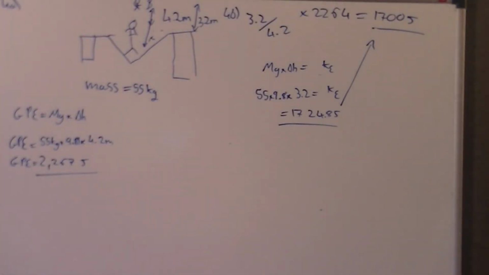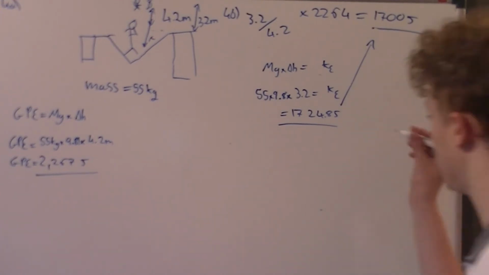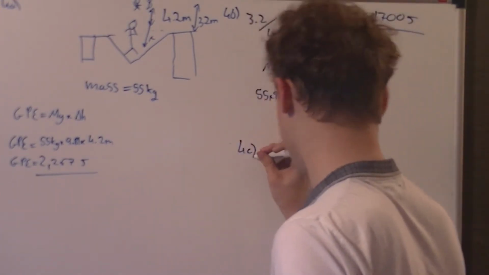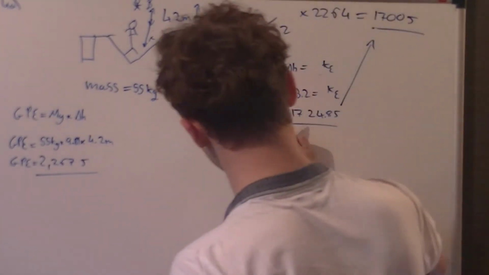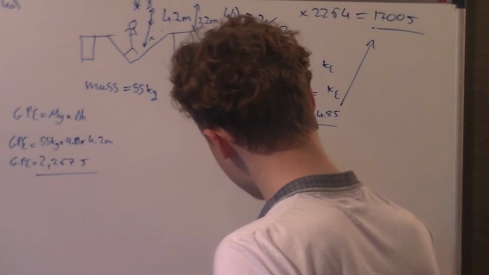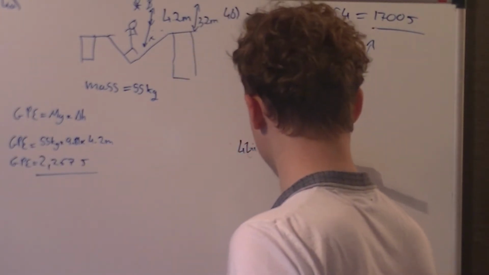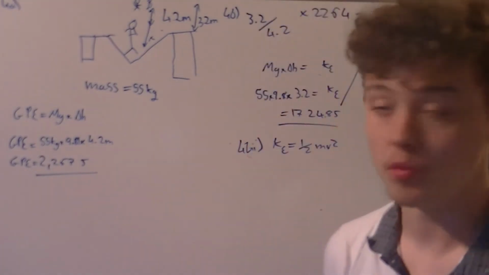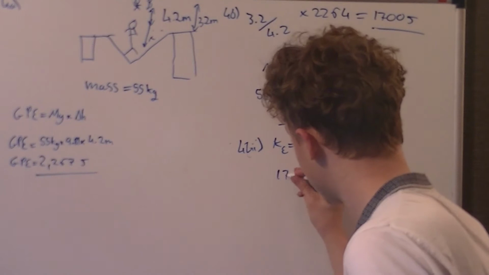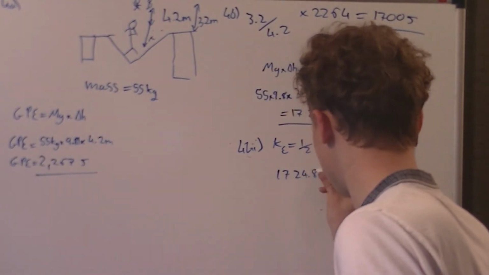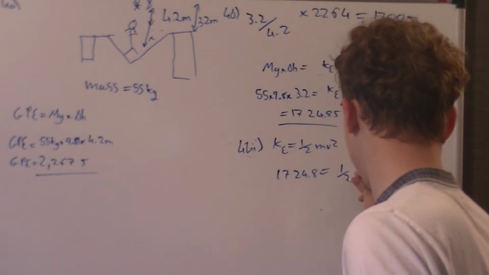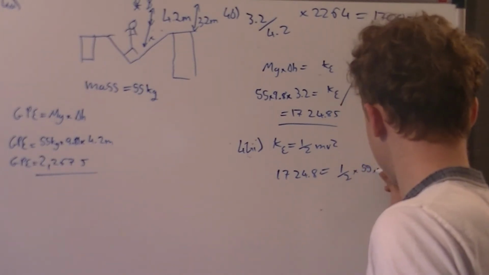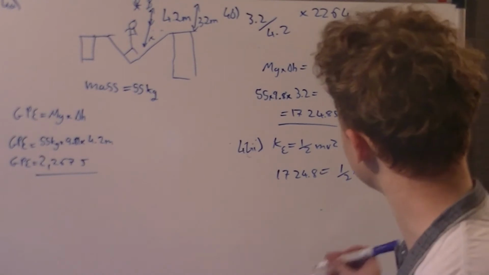It says calculate the velocity before she reaches the unstretched trampoline. So we know KE, so this is 4C now, 4B part 2 even. KE equals half of mv squared. So we know the kinetic energy is 2.48 equals half times 55 kilograms times v squared.